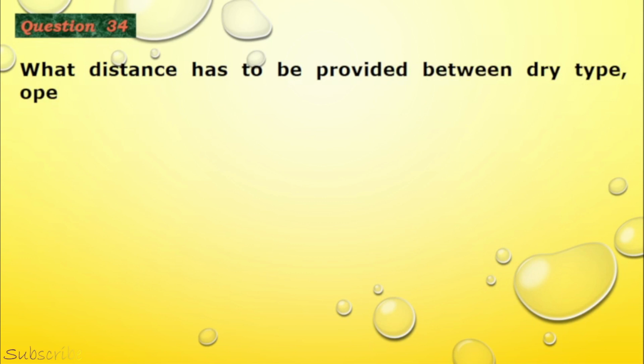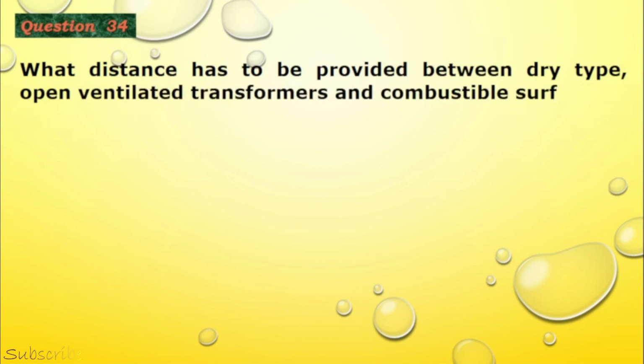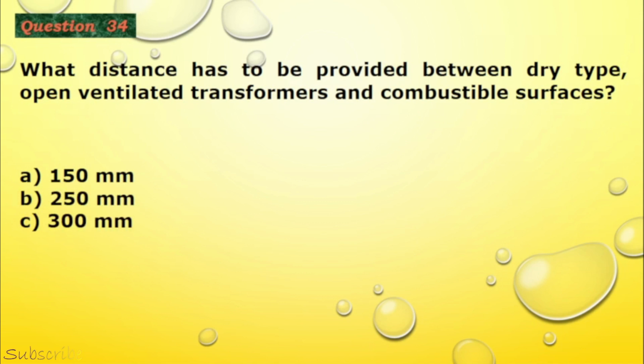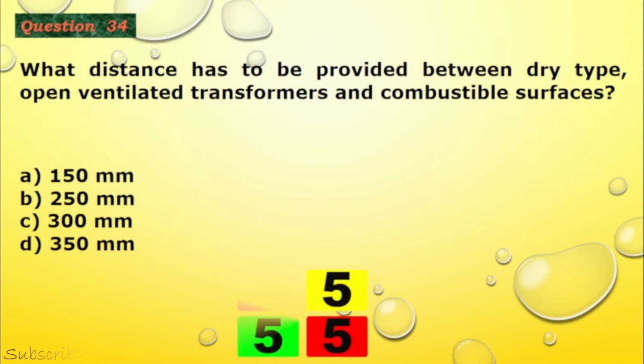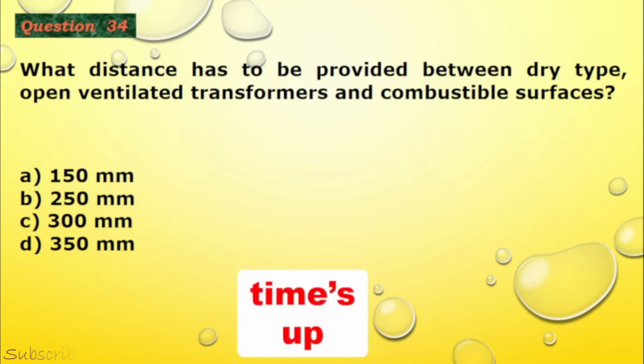Question number 34. What distance has to be provided between dry-type, open ventilated transformers and combustible surfaces? A. 150 mm. B. 250 mm. C. 300 mm. D. 350 mm. The correct answer is letter C. 300 millimeters.